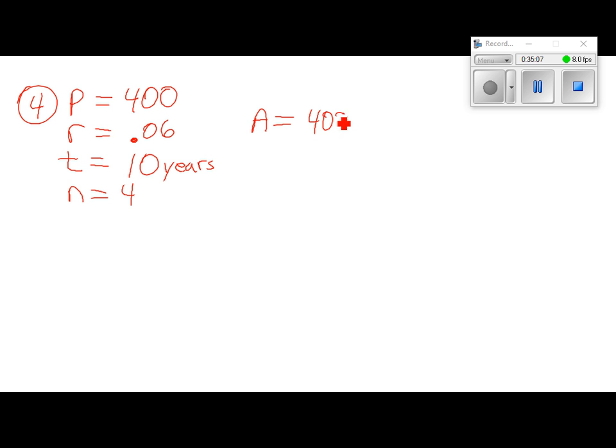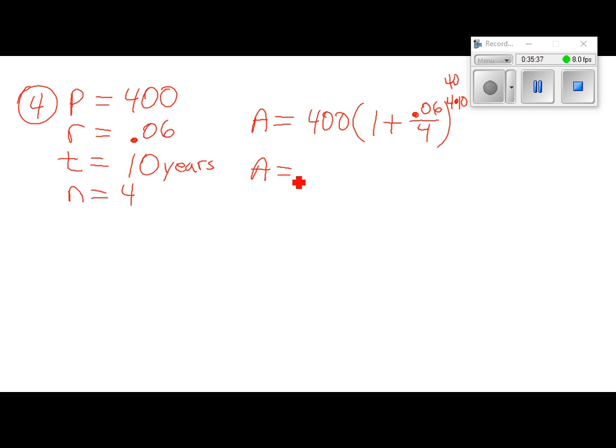So when you do the exponent, it would be 4 times 10. Yep. So it's 400 times 1 plus 0.06 divided by 4, and then our exponent up here this time is going to be 4 times 10. What is 4 times 10? I would probably do that in my head before I punch it into my calculator.